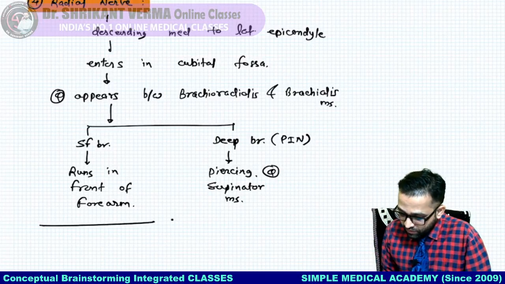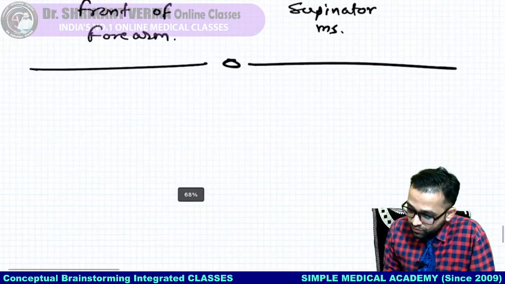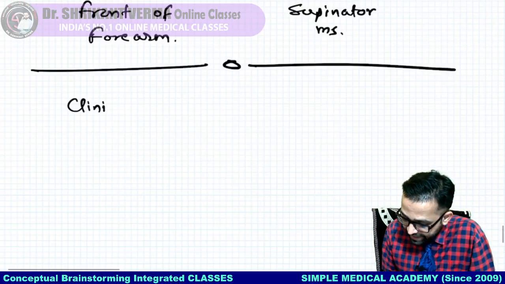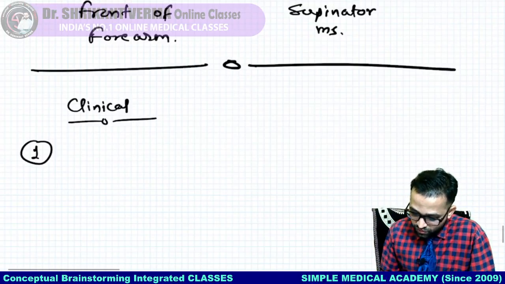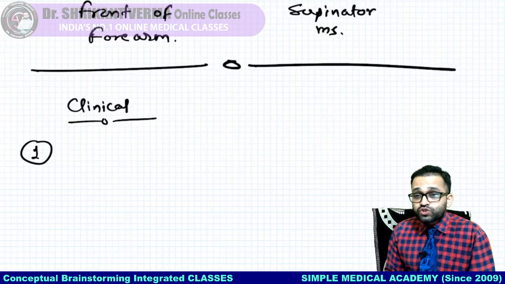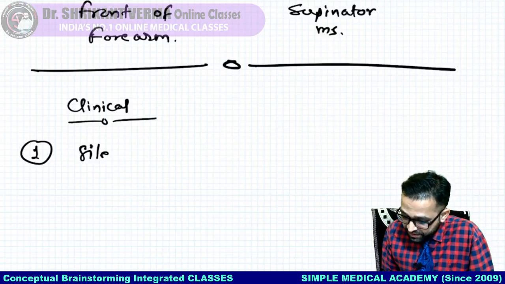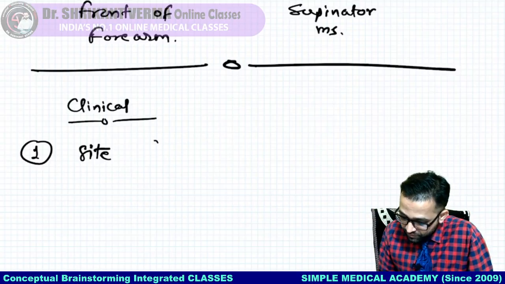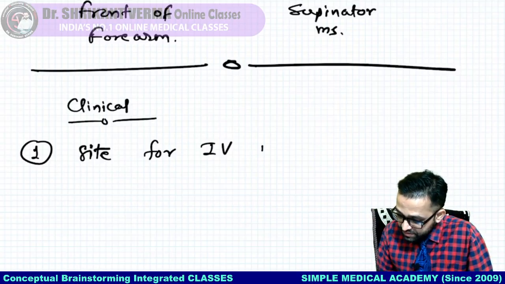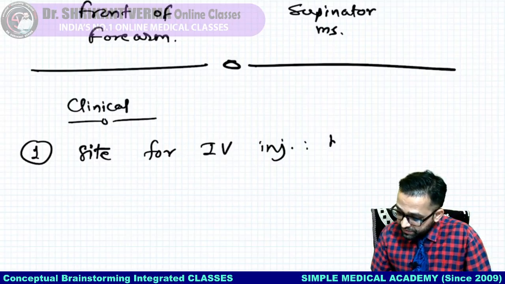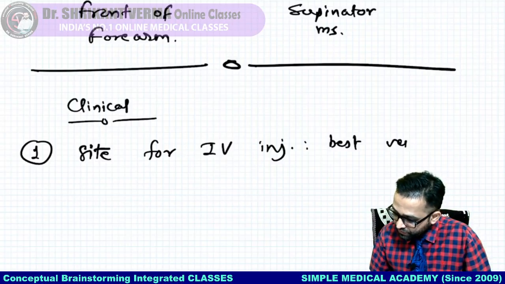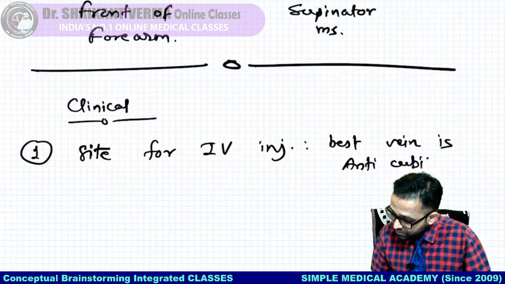Okay, fine. Now after this content, we are going to look at the clinical aspects, why this cubital fossa is always asked. So remember, this cubital region is definitely the site for intravenous injection. The best vein we have already discussed. Best vein is the antecubital vein. We have already discussed.